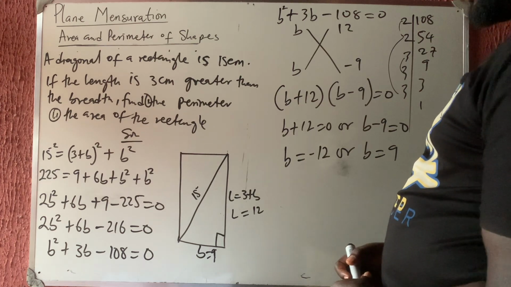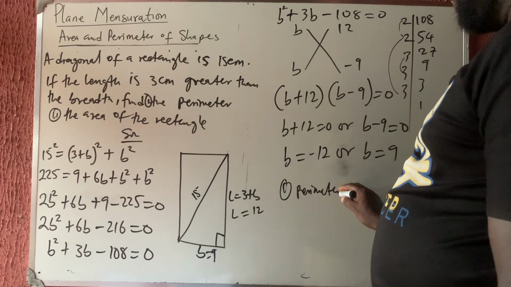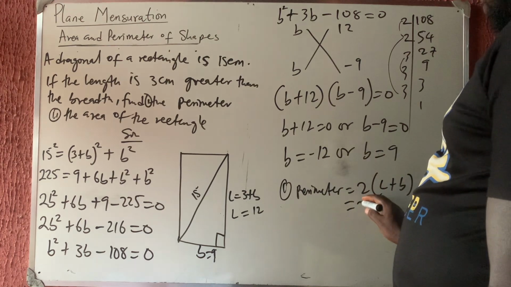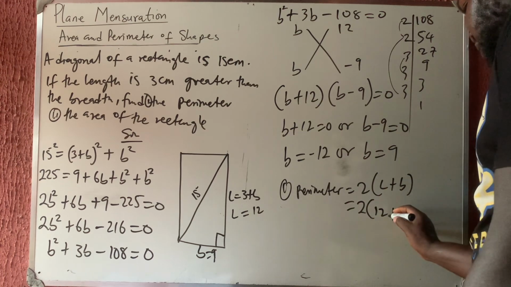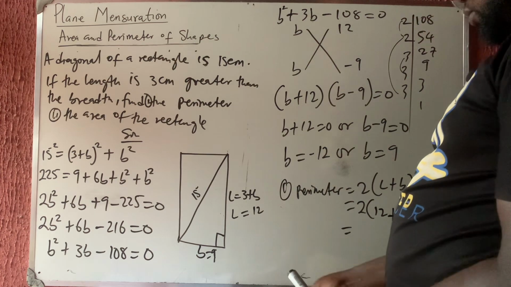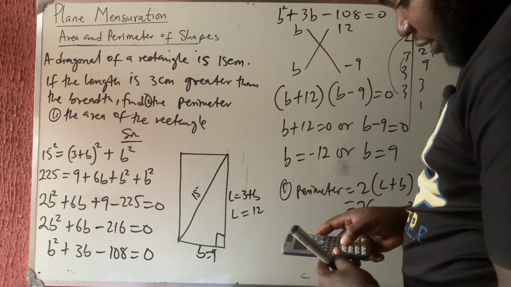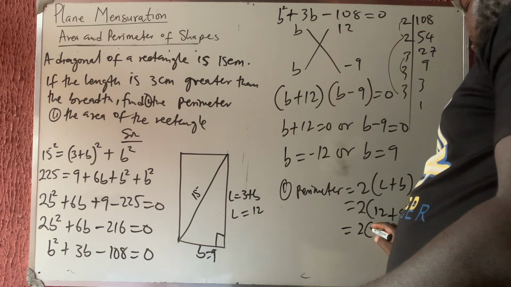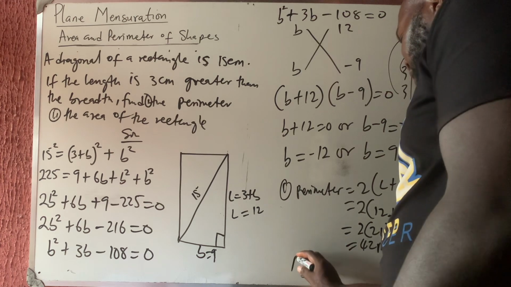So that is that. They say we should calculate the perimeter. So the perimeter is simply 2 in bracket of L plus B, which is what? 2 in bracket of my length 12 plus my breadth 9. So I'm having 21 times 2. That is 12 plus 9, then times 2. That is 42. So obviously 2 into 21 is 42 cm.